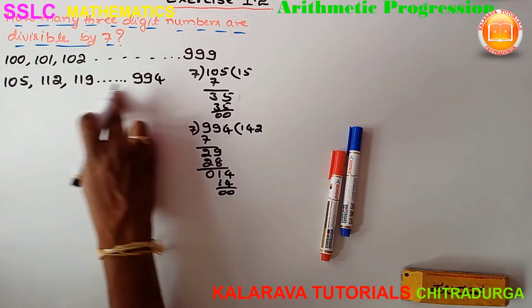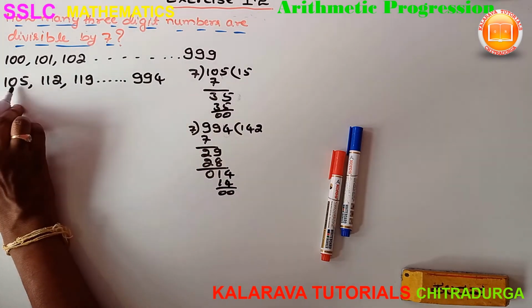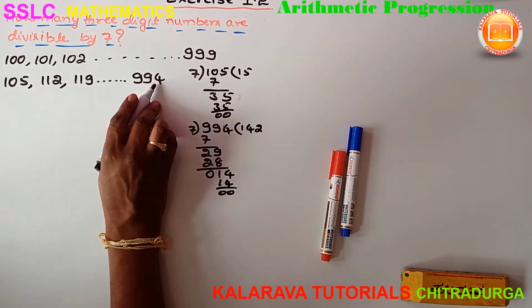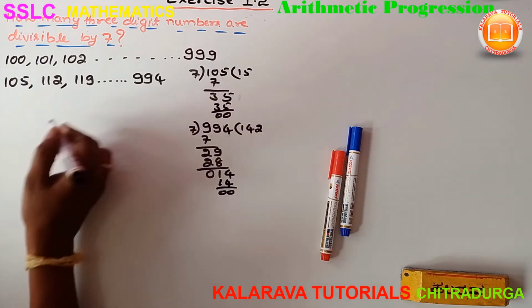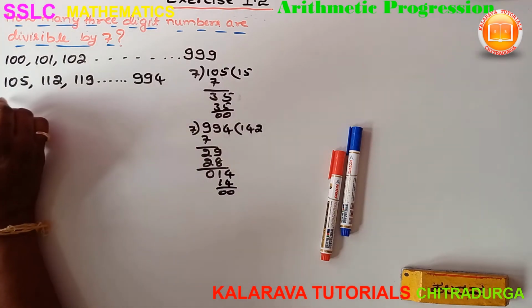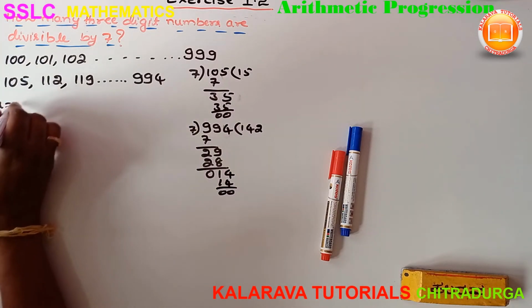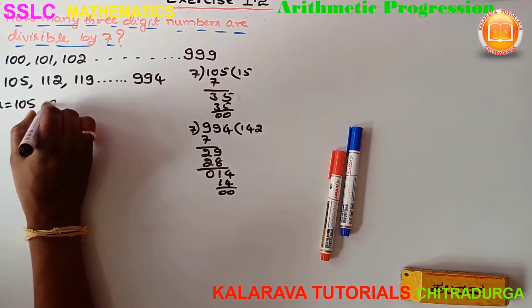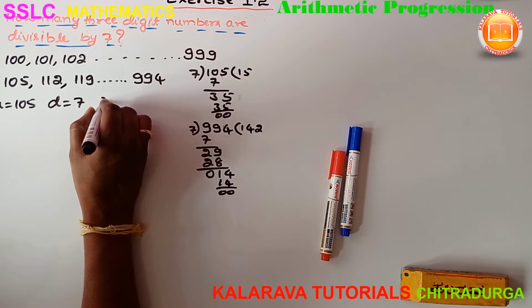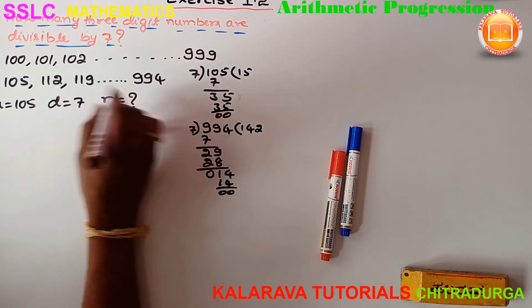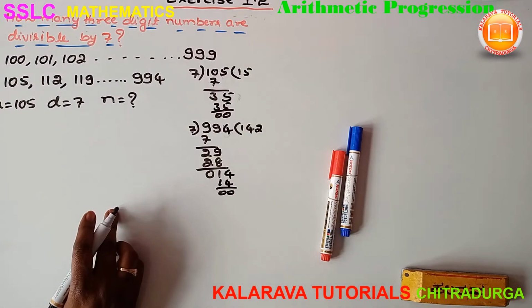Now we have to find how many numbers are in between 105 and 994 by using this AP. So using this AP we have to find the n number. That is, a is equal to 105 here. d is equal to, if we subtract, you get 7. Now we have to find how many numbers are in this series.